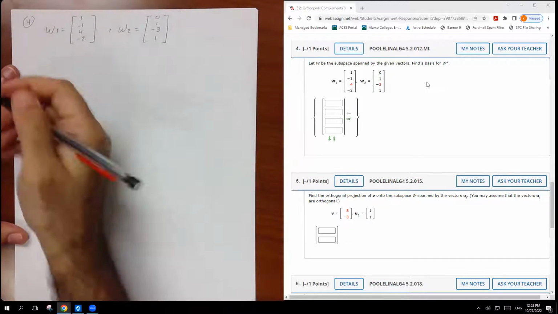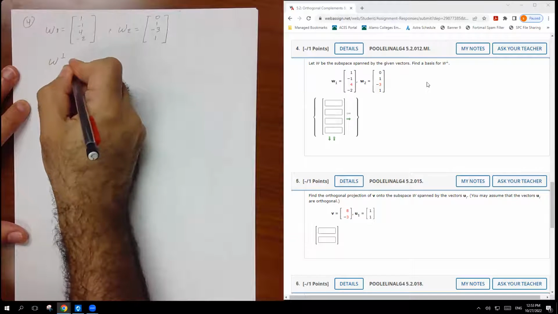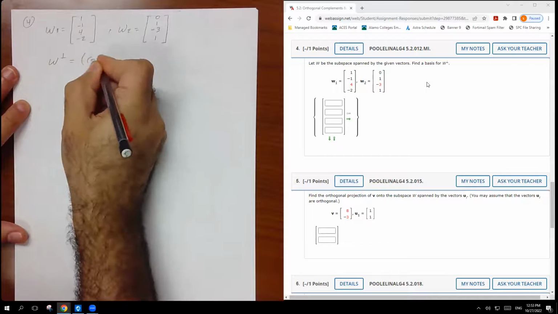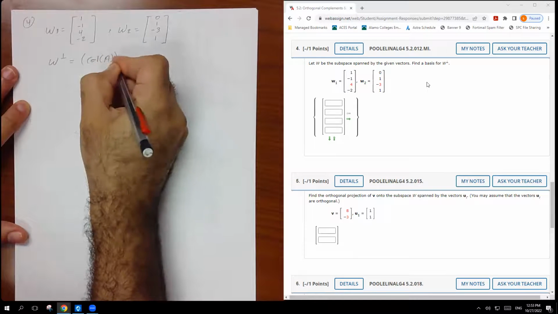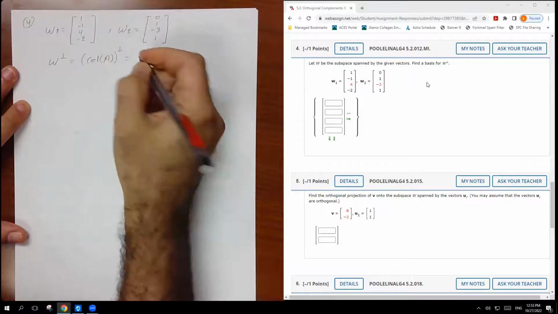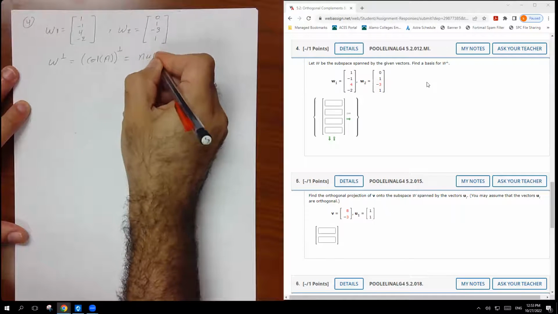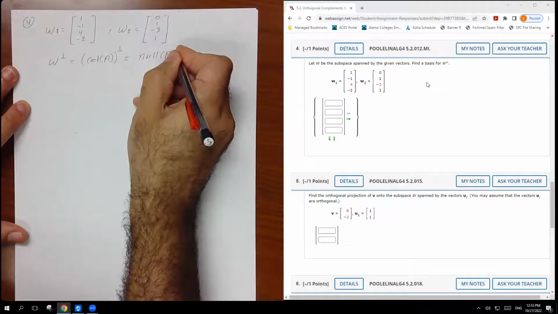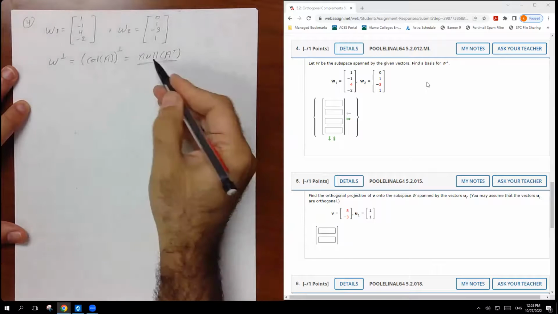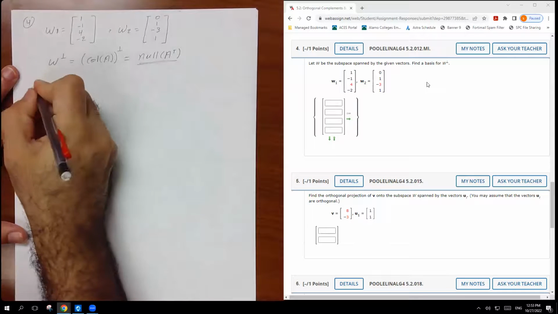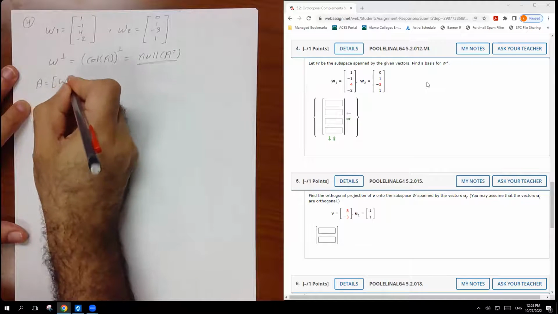First of all, there's a rule. If you check the slides, it says W complement equals the complement of the column space of A, which is the same thing as the null space of A transpose. So I'm going to work on this one: the null space of A transpose. So let A equal W1 and W2.